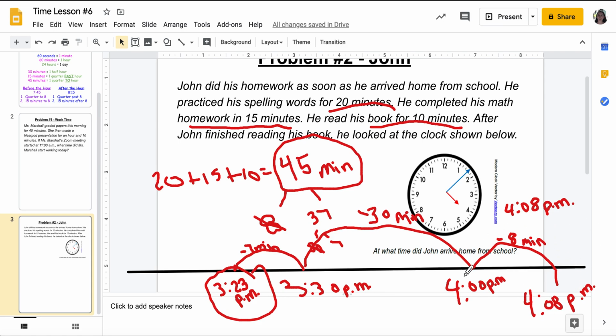All right, so remember, if I have my end time, I'm going to start my number line over here, and I'm going to go backwards, so subtracting. All right? Yesterday, we went forward in time. Today, we went back in time.